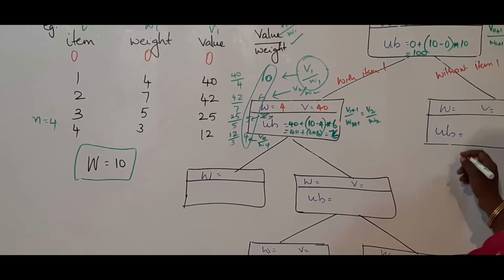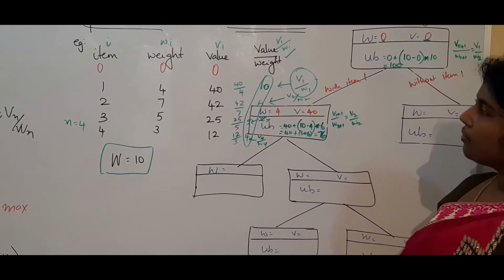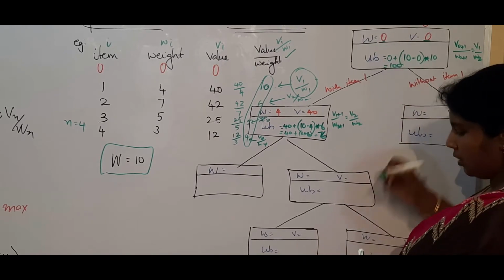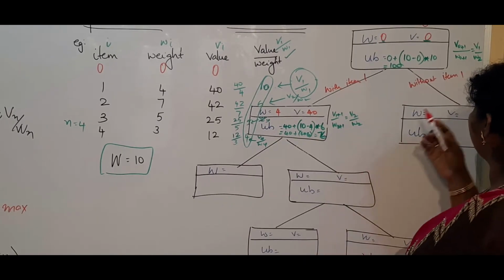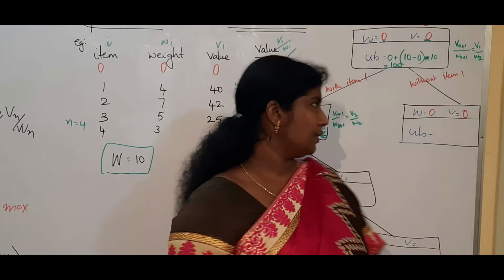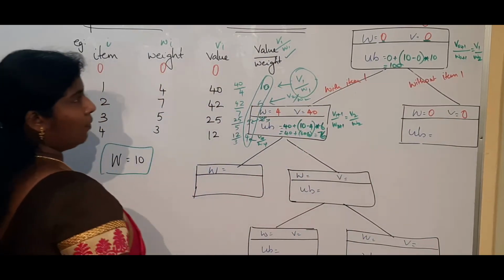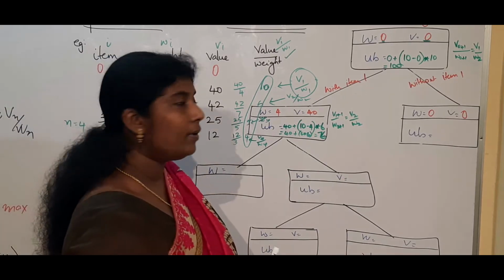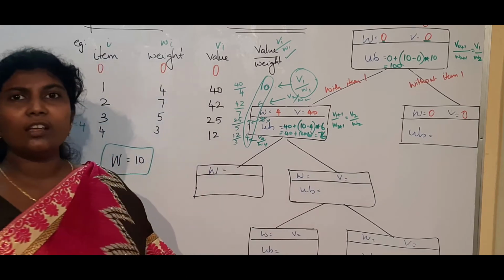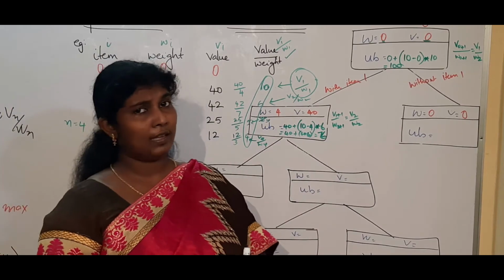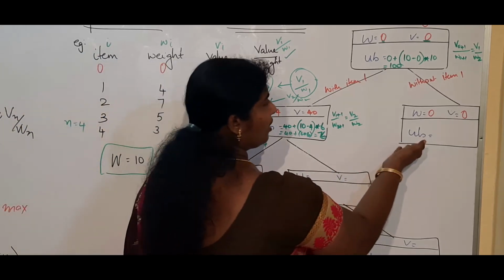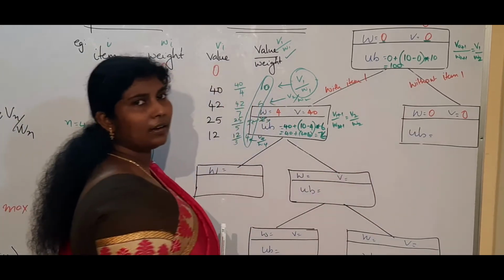Here I am not adding the first item, so the weight is going to be 0 and the value is also going to be 0. When the weight and value are 0, let me calculate the new upper bound. You might be wondering, weight and value are the same, so why should I calculate it? It will be the same as 100.